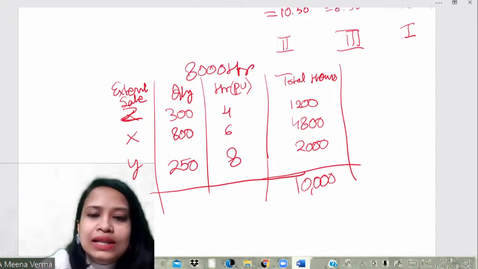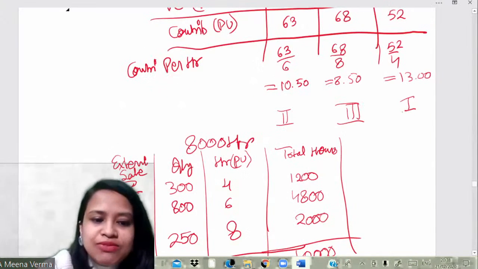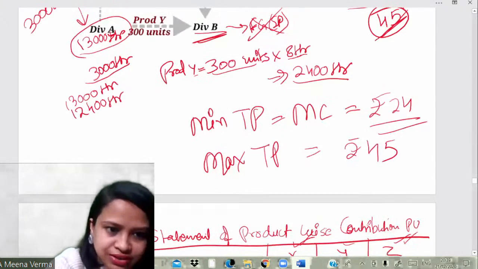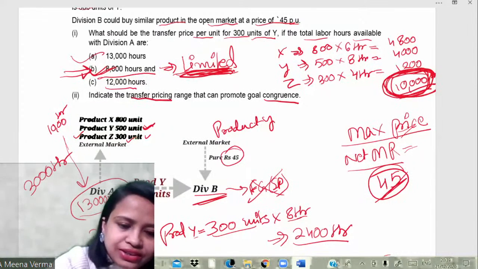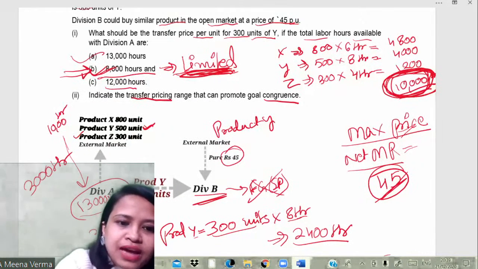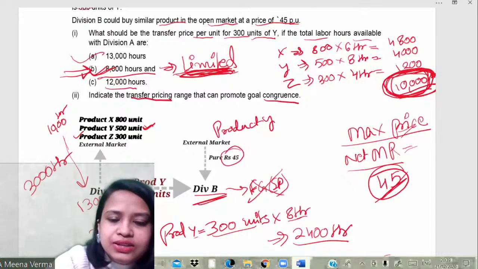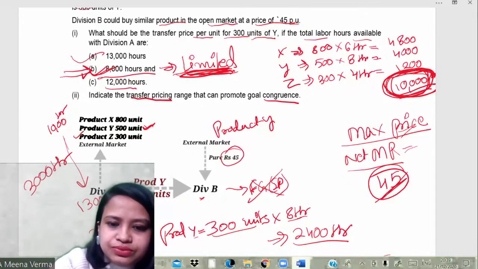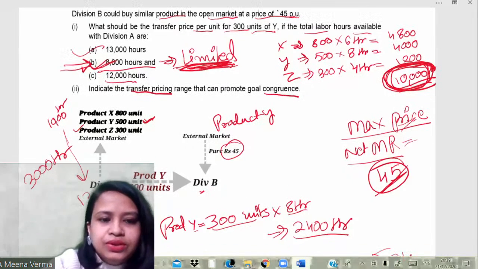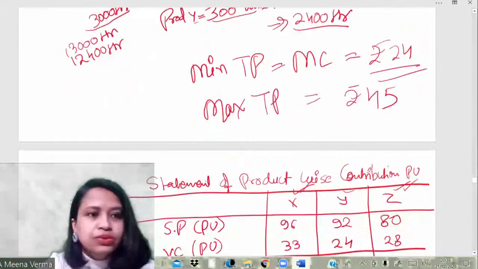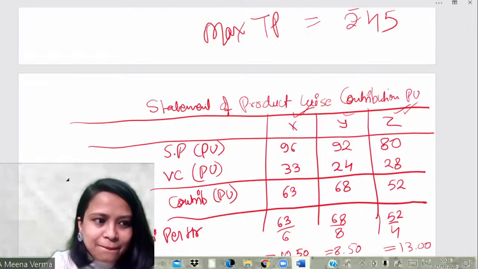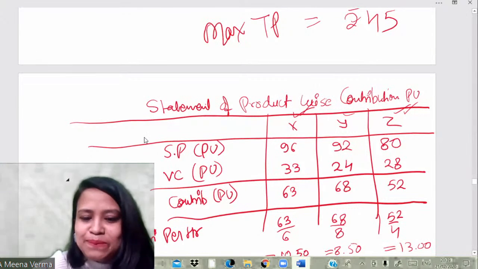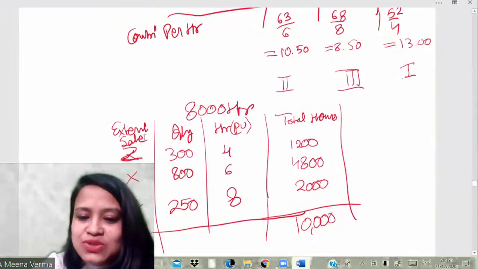While the demand in the external market is, sorry, for product Y the demand in the external market is 500. And apart from that, there is demand in division B also. So in this case, what will we do?